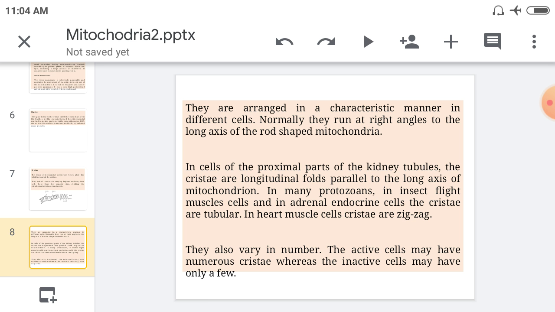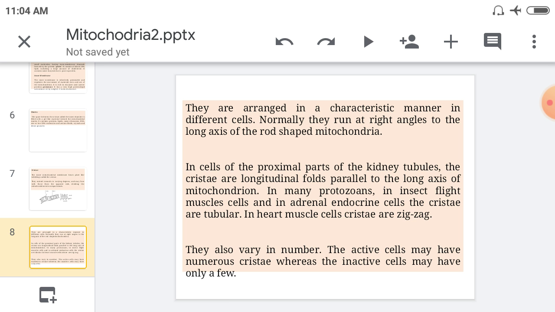In cells of the proximal part of the kidney tubule, the cristae are longitudinal folds parallel to the long axis of the mitochondria. Okay, and in heart muscle cells, cristae are zigzag. They also vary in number. Active cells may have numerous cristae, whereas inactive cells may have only a few.